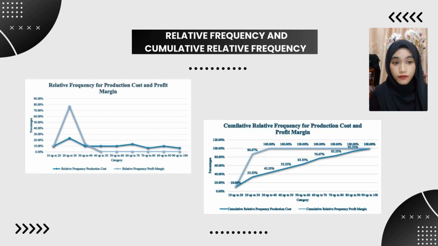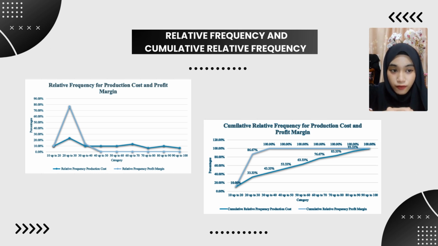Now, as you can see on the graph, the x-axis represents the value range for both production cost and profit margin, and the y-axis shows the cumulative relative frequency. For production cost, it starts at 10% and climbs sharply up to 100 by the 30 up to 40 category. This indicates that most of the production costs are concentrated in lower categories, reaching the maximum by 40 up to 50. For the profit margin, it starts similarly at 10% but climbs more gradually. By 50 up to 60, it reaches 76.67%, and at 80 up to 90, it is at 93.33%. Finally, it reaches 100 in the highest category.